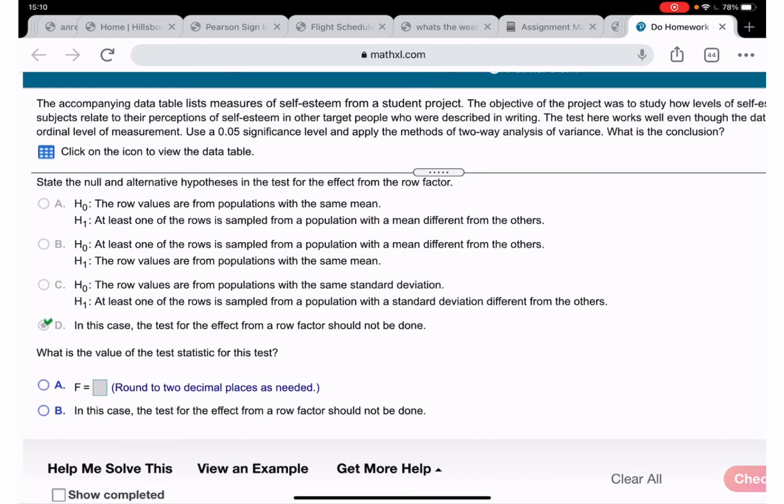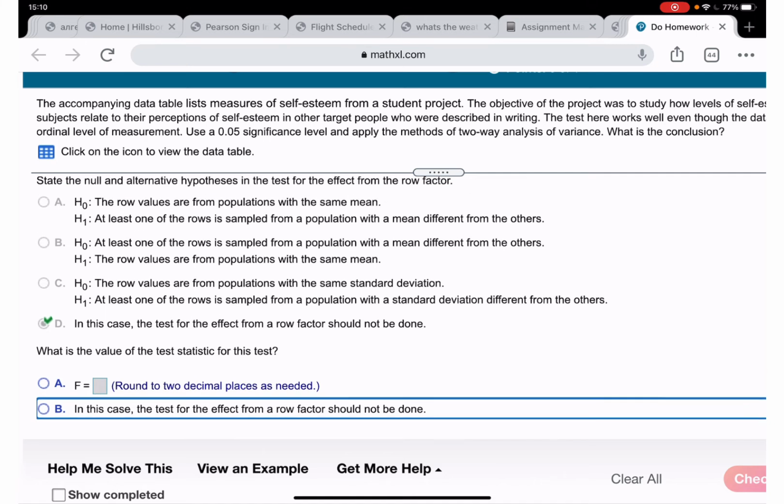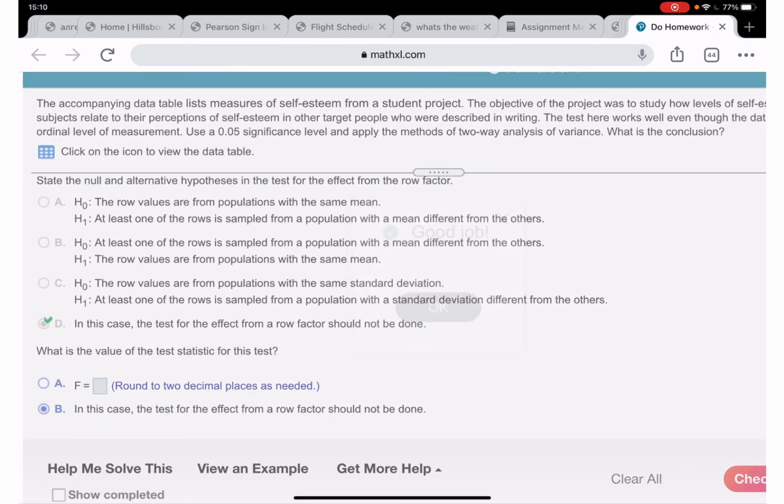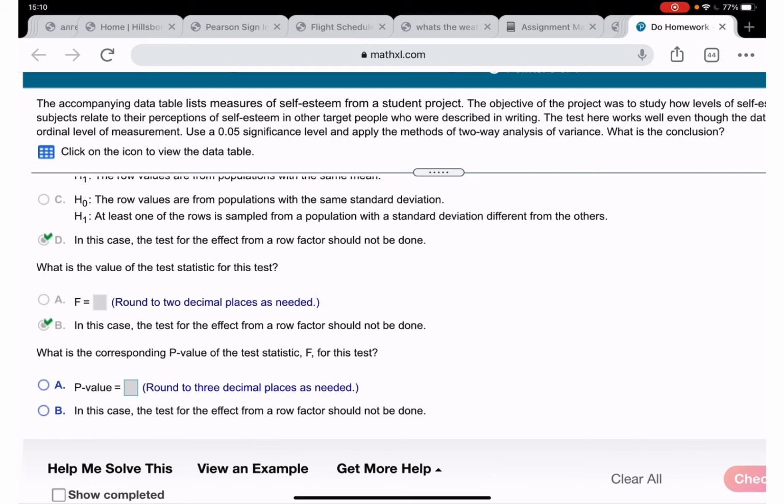Fantastic. Moving ahead, what do we have? What is the value of test statistics? Since the test for the effect from the row factor should not be done, there is no value of F to get. What else do we have here? P-value, same here. So we are done in this case, when the test for the effect from the row factor should not be done.